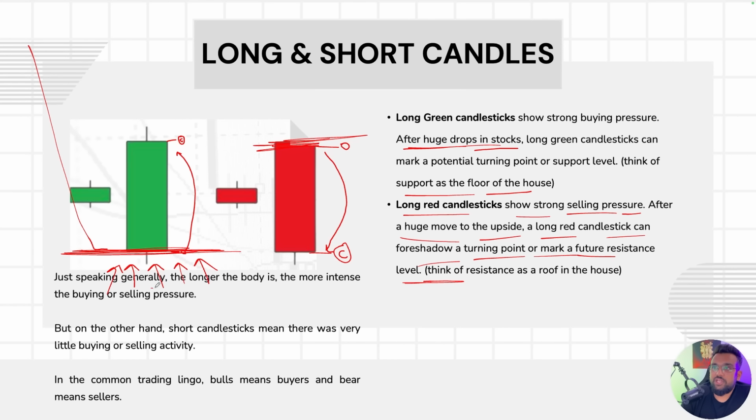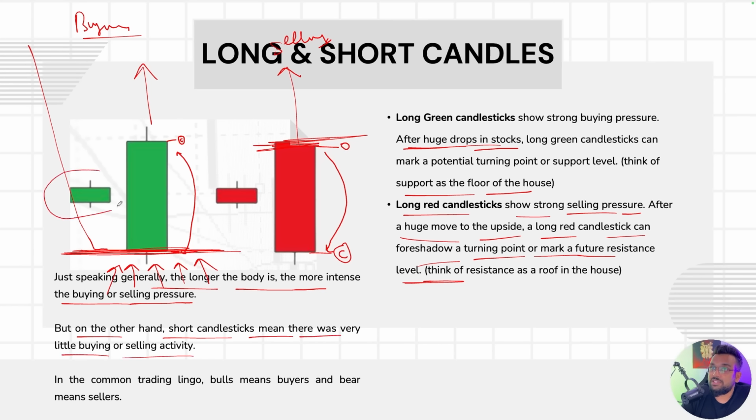Now, speaking generally, the longer the body is, the more intense the buying or selling pressure. The longer the body here, that means a lot of buying pressure. The longer the body here, that means a lot of selling pressure, okay? On the other hand, short candlesticks mean there is very little buying or selling activity. Not a lot of people are interested in it. They're like, yeah, whatever. You see what I'm saying? In common trading lingo, bulls means buyers and bears means sellers.